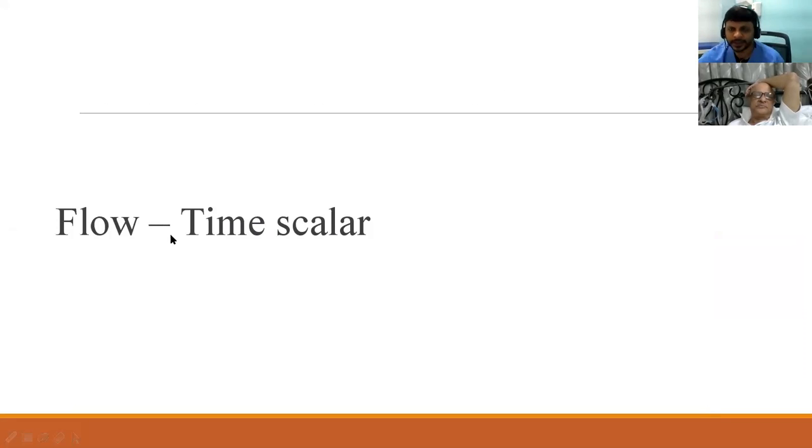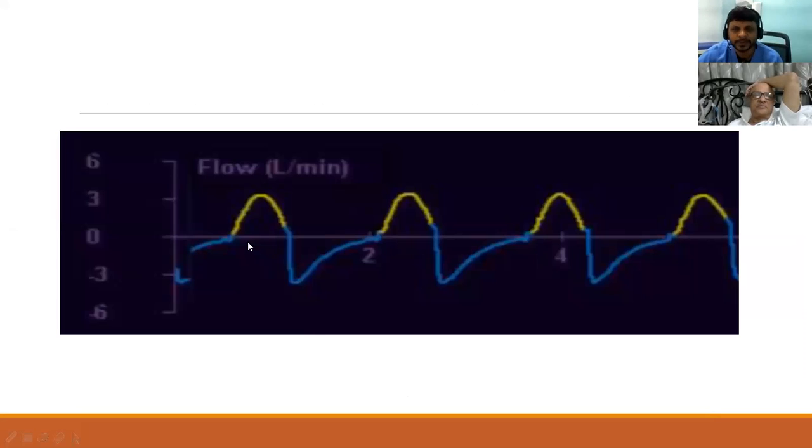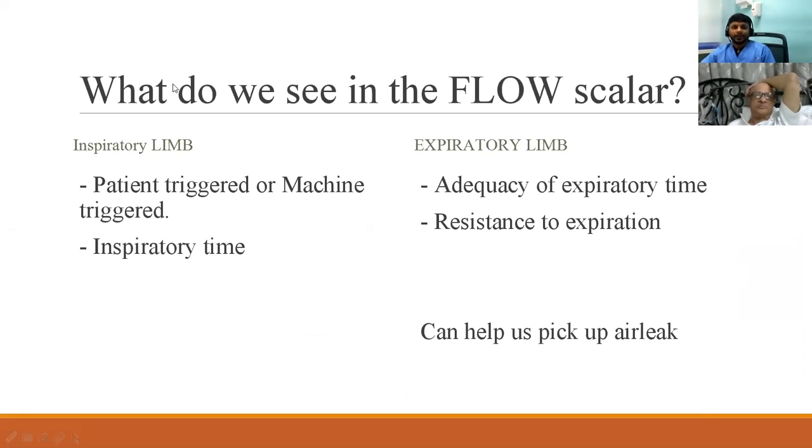The second important scalar, the most important scalar, is the flow time scalar. Okay, so this is the inspiratory flow and this is the expiratory flow that we normally see with each breath. In the inspiratory limb, we would like to understand whether the breath is being triggered by the machine or by the baby. And also, this particular thing will help us understand what is the inspiratory time and how to optimize it. I told you the graphics will help us set the ventilator settings. This is one of the important applications of it.